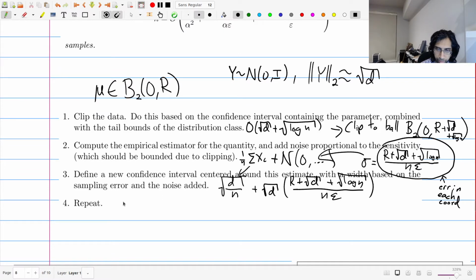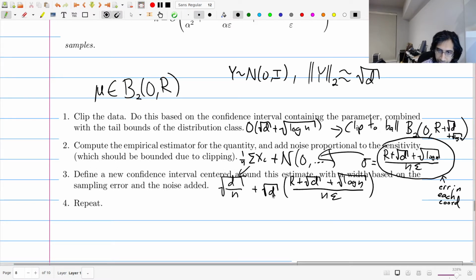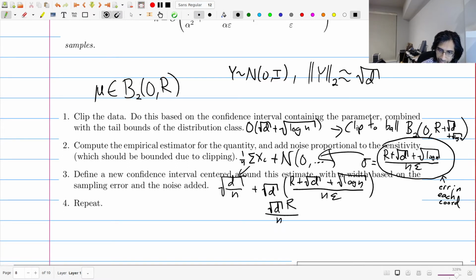And then, of course, we would repeat it. So the one thing that we want to really see here is how do we ensure that we make a constant factor improvement? Well, really the leading term here is going to be the following. If you look at which term is the biggest, assume r is much bigger than square root d. If that's true, then the biggest term will be square root dr over n epsilon.